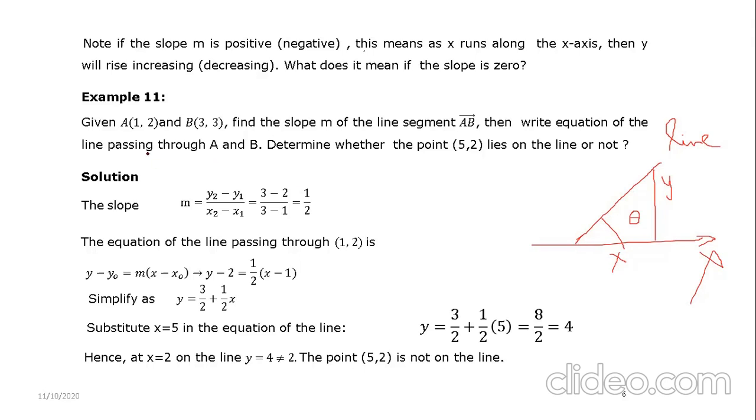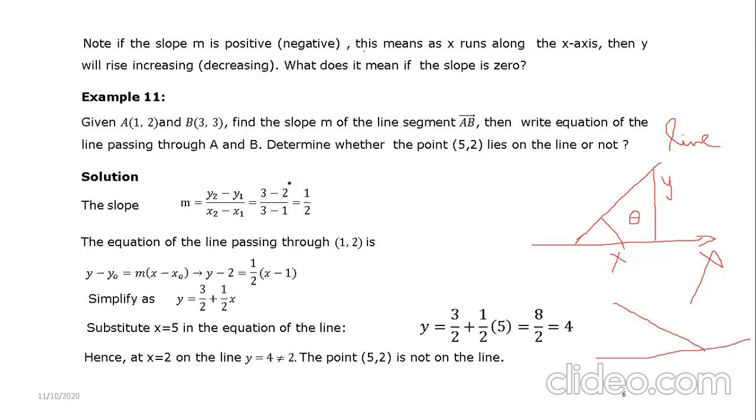For example, again, if the slope is negative, it means that when x is increasing, the y value is decreasing, like this one. By increasing the x value, the y value decreases. This is a negative slope.